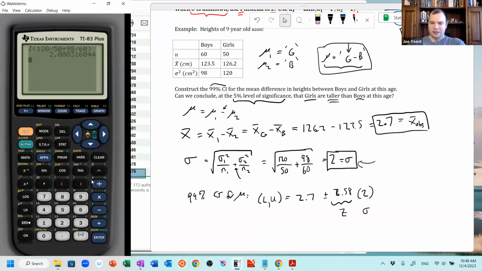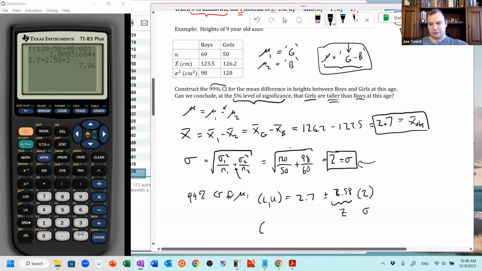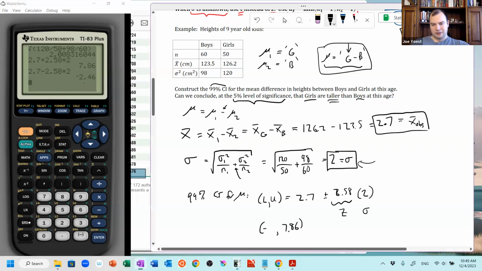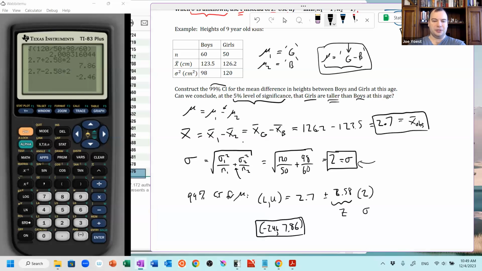And we go back to our calculator, 2.7 plus 2.58 times 2 gives me 7.86. That was the upper bound. And then the same thing. I don't think I actually saved any keystrokes there, but negative 2.46 for the lower bound. So there's my 99% confidence interval for the difference between the two means.